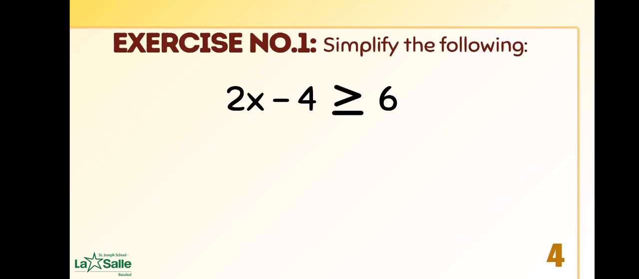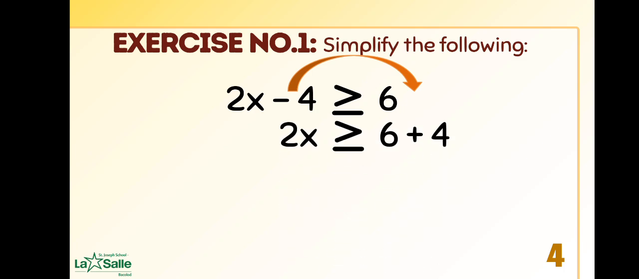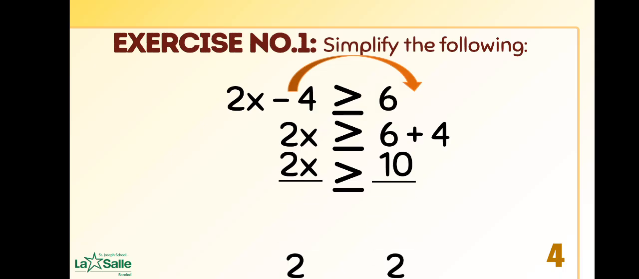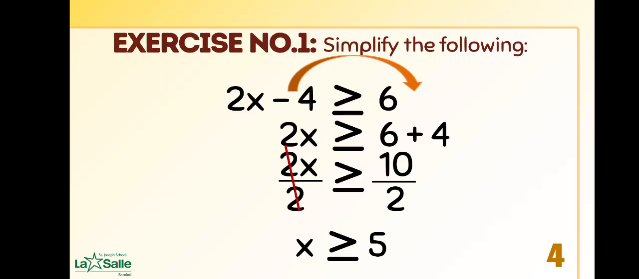Another example is 2x minus 4 is greater than or equal to 6. So we transpose this negative 4, it becomes positive 4, and we add it together with 6, that becomes 10. So we divide both sides by 2. We cancel out the 2 here, and x is now greater than or equal to 5. So 5 is included. Your values could be 5, 6, 7, 8. It could be a whole number. It could be a fraction or decimal.